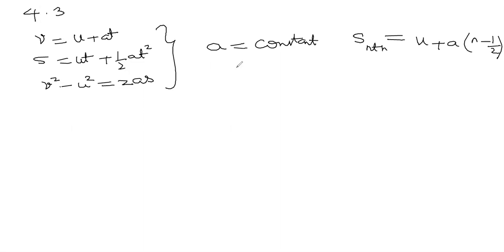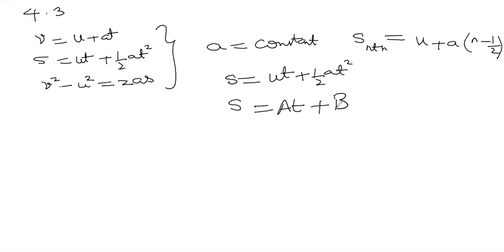That means, what does that mean? When acceleration is constant, the displacement, if you observe this equation number 2, displacement equation, is ut plus half at square. Now, please pay attention to this formula carefully. U is a constant, A is a constant, and this whole half A is some constant B. So it looks like AT plus BT square.